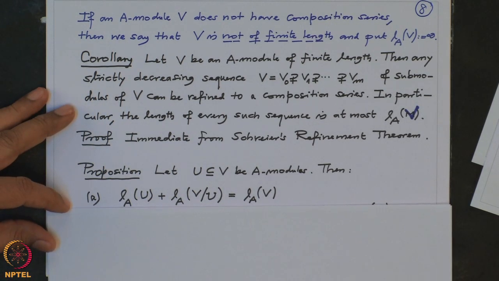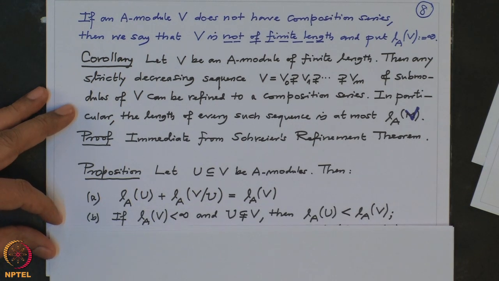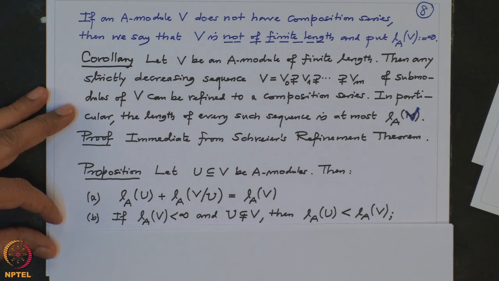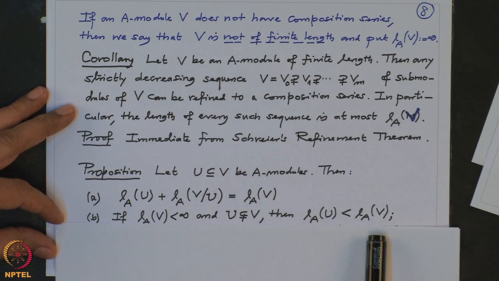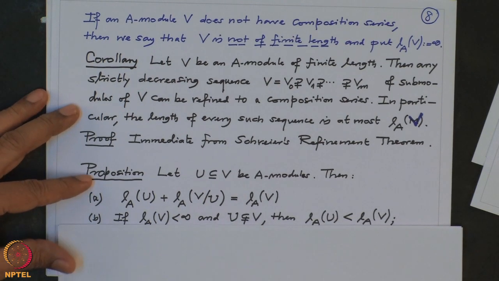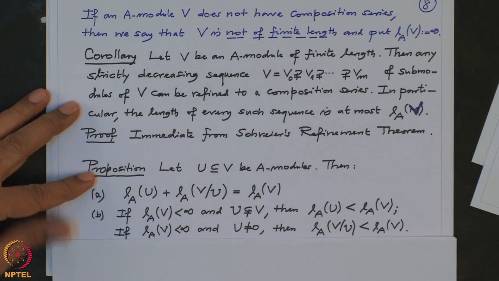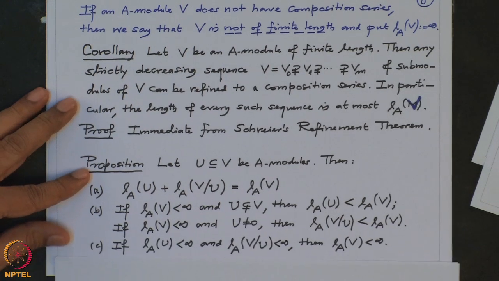Okay. So, the next statement is: if the length of V is finite and U is a proper submodule of V, then the length of U is strictly smaller than the length of V, because we can increase the composition series at least by 1. This is a triviality. So, if the length of V is finite and U is non-zero, then the length of the quotient module is strictly less than the length of V.